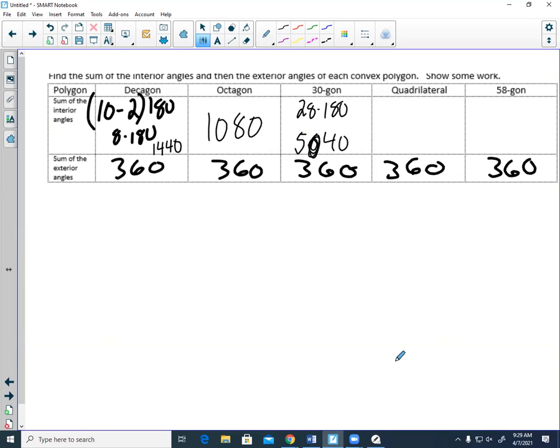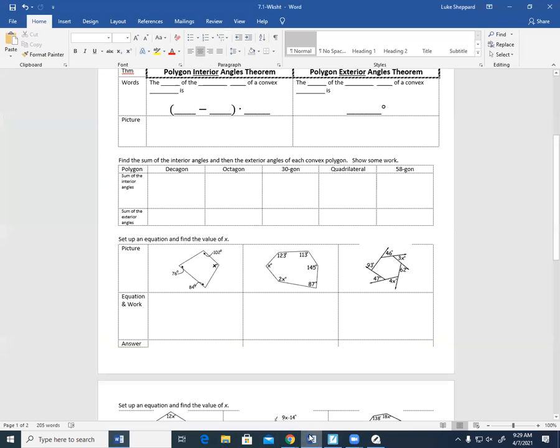All right, quadrilateral we already talked about has 360. And then a 58-gon would just end up being 56 times 180, which is 10,080. So this is just how we figure out how many degrees there are in a shape. Once we know how many degrees there are in a shape, this becomes very straightforward to solve these problems. Because if you look at the next couple of problems, this is where we get into our calculations.